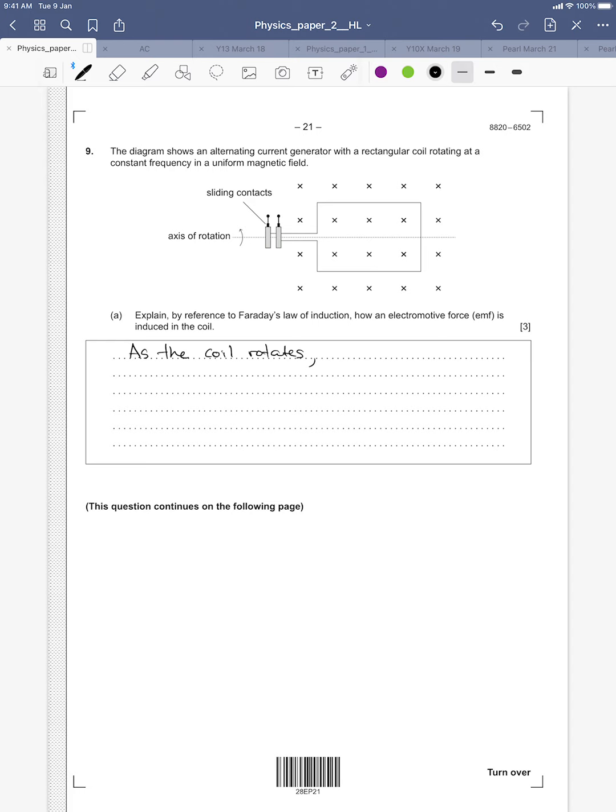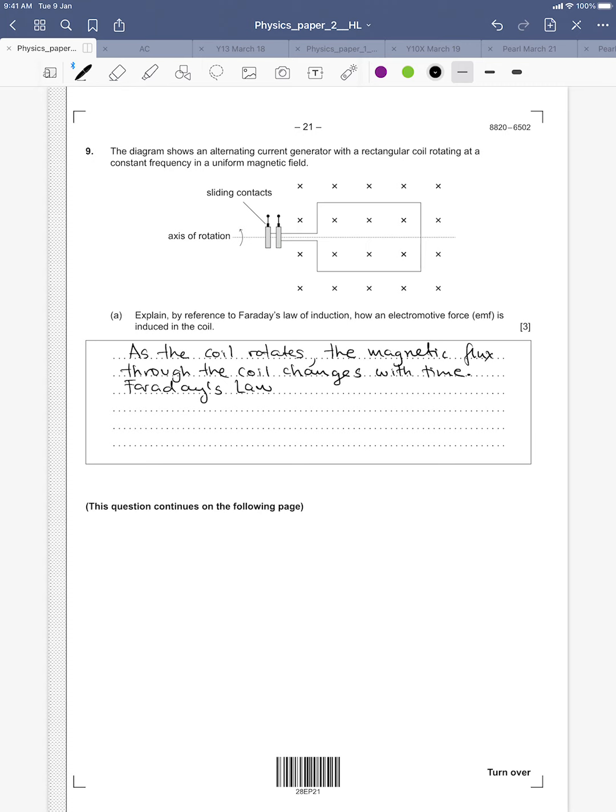So as the coil rotates, the magnetic flux through the coil changes with time. And we know whenever you have a changing flux, you have an induced EMF. So let's just mention that that is Faraday's law.